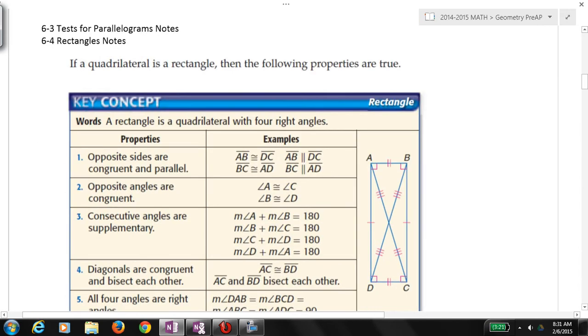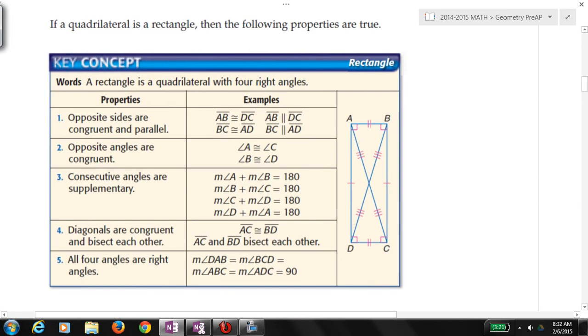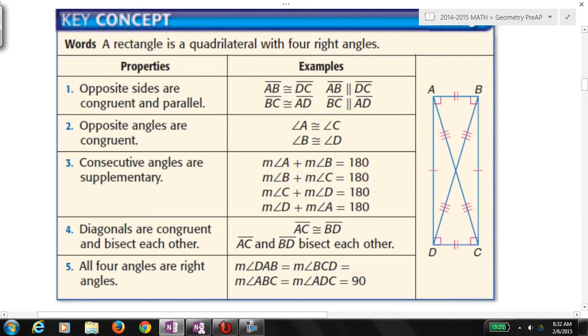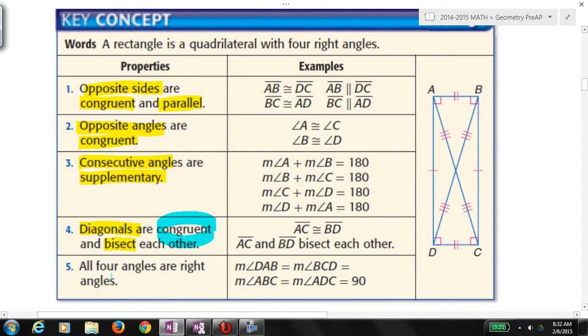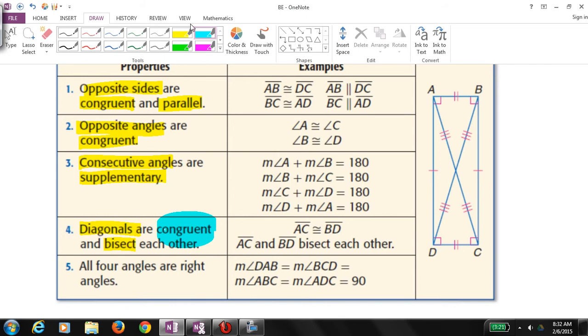Right, in the next page we have the properties of the rectangles, which are the same thing like I had mentioned as the parallelogram. Opposite sides are congruent and parallel, like we saw in the previous theorems for parallelograms. Opposite angles are congruent. Consecutive angles are supplementary. Diagonals, we saw in parallelograms that they bisect each other. And again, the addition here is going to be this right here. Not only do they bisect each other, but they're going to be congruent.